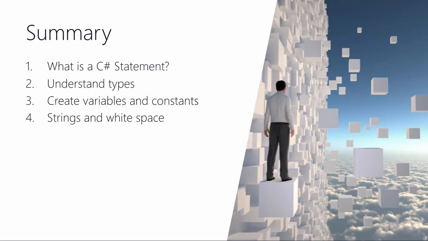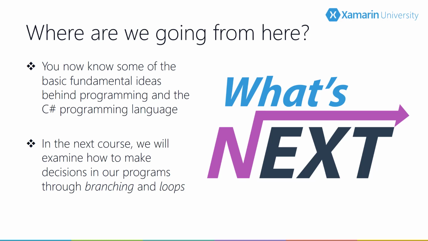Awesome. All right, so in this last section, we looked at the basics of C#. We looked at some statements, we looked at how we can create variables using data types, and we also looked at some strings and white space. So in the next video, which is C# 102, we're going to start talking about making decisions, and we'll look at concepts like branching and looping to make our programs think on their own and make decisions on their own and perform different actions based off of those decisions.